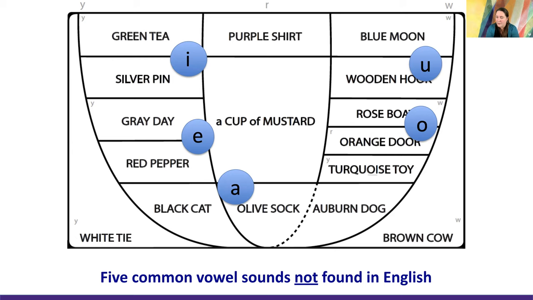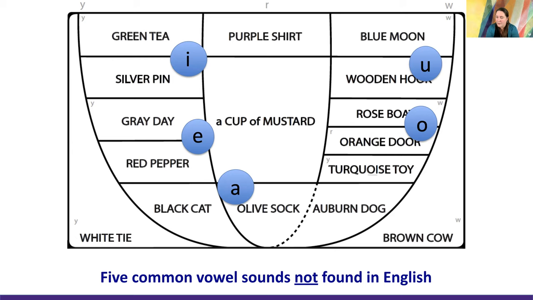Novice, crowd. We can take other words. You remember those memes out there that talk about, you know, thorough, thought, though. I can't remember them all right now, but it's how those words all look the same. So here's through, blue moon through. How about tough? Tough looks a lot the same, but it's a different color vowel. A cup of mustard, tough, though, or thought, or thorough.